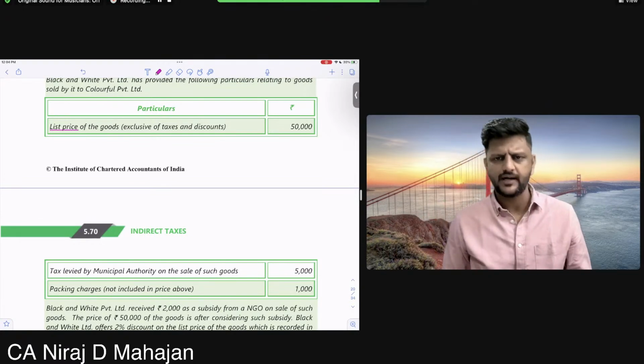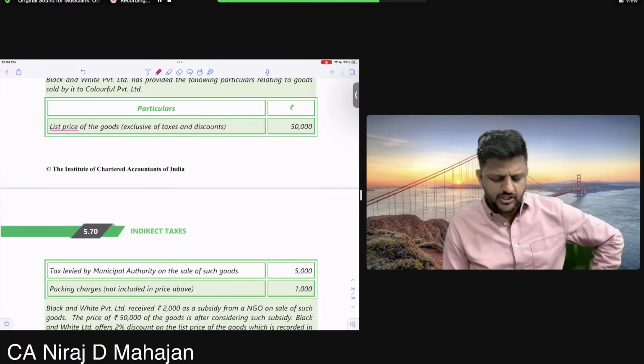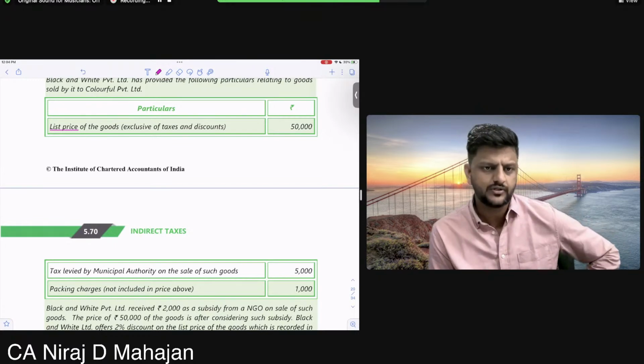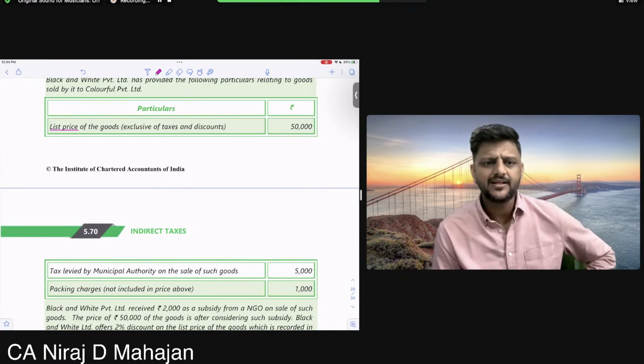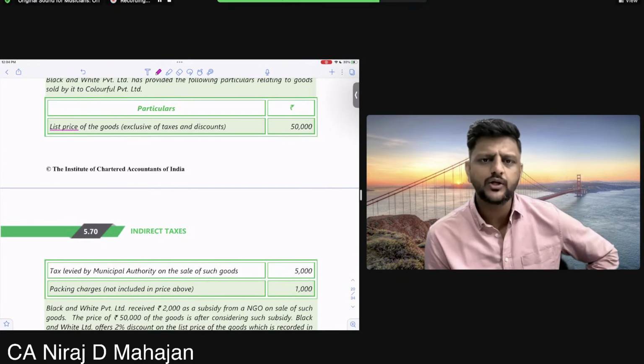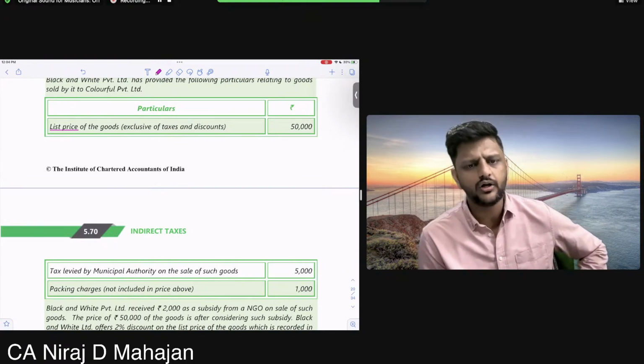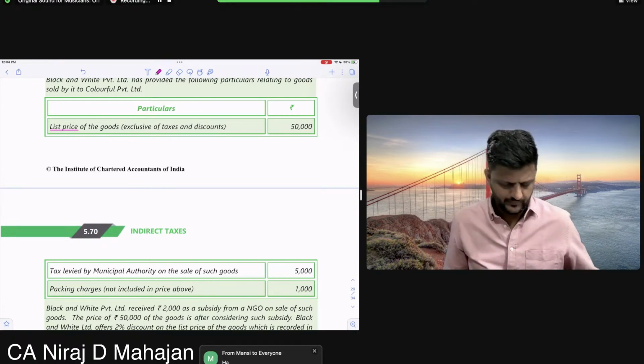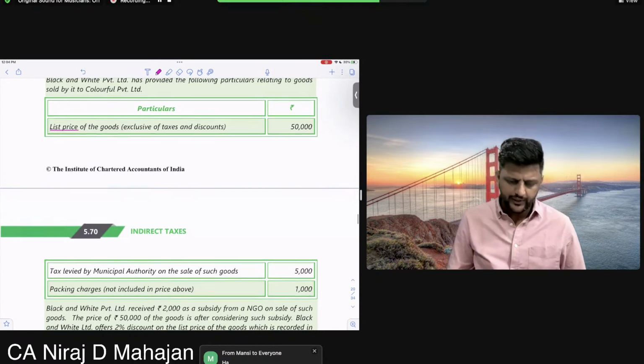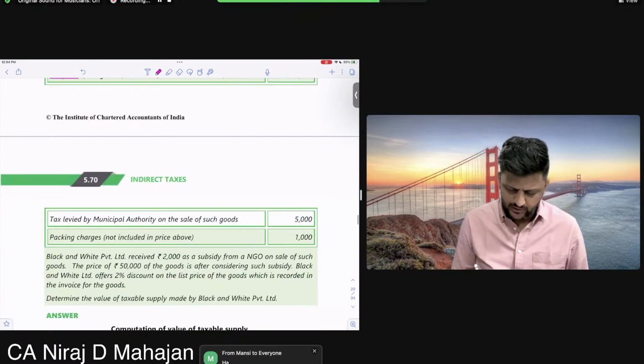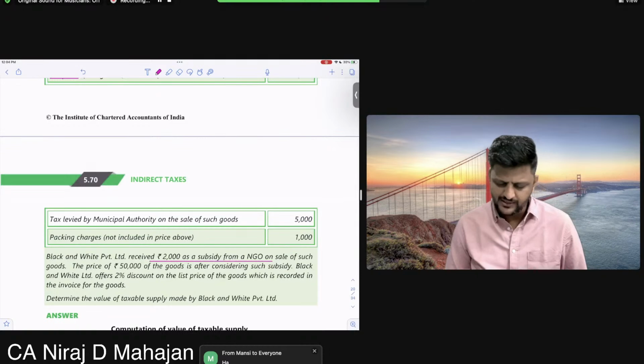50,000 net of taxes. Tax levied by municipal authority on sale of such goods, 5,000. And packing charges not included in the above price, 1,000. What is your value of supply? We will add all of them. 56,000. Okay.